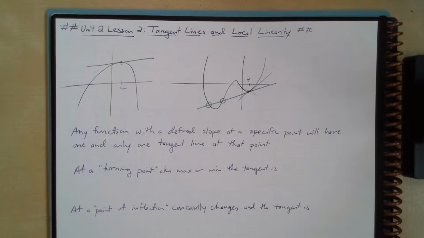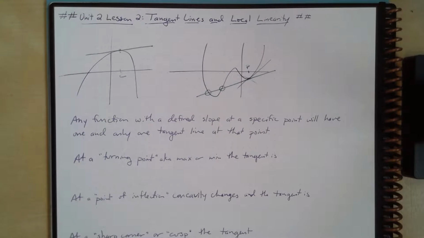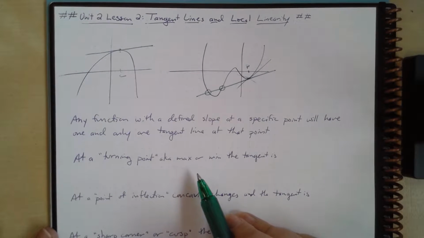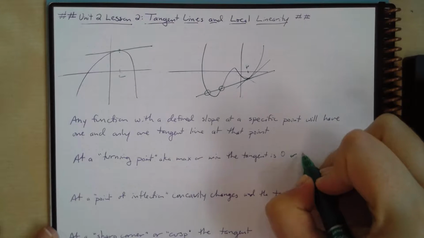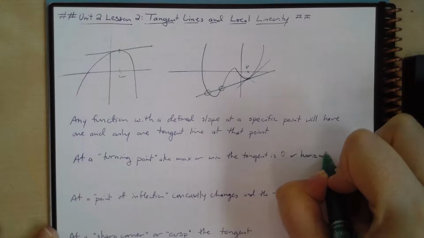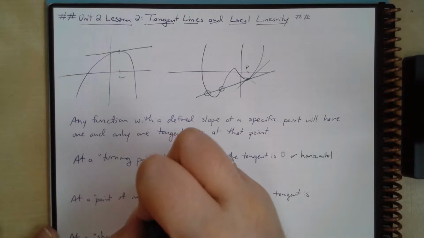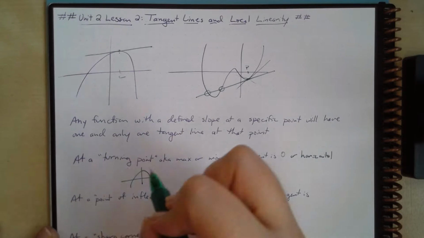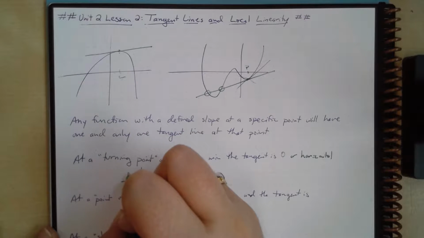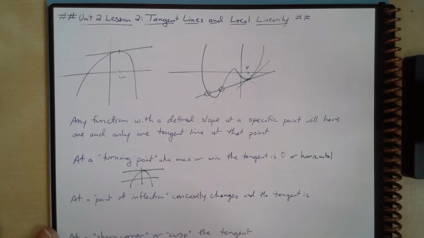Now, when we're talking about tangent lines, we also have different special situations. If we have a turning point, a maximum or a minimum, our tangent line has a slope of 0, or you can think of it as being horizontal, and I'll show you what that means. I can actually use that parabola again that we had up here. Here I've got this turning point, which is actually a maximum. The tangent line there is going to be horizontal with a slope of 0.